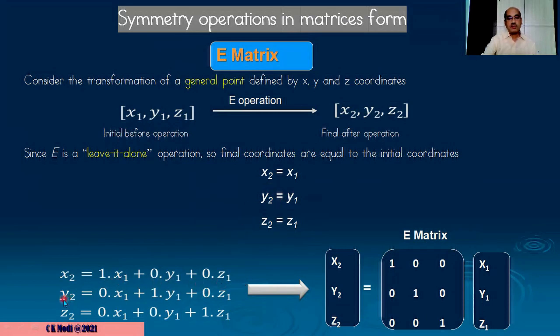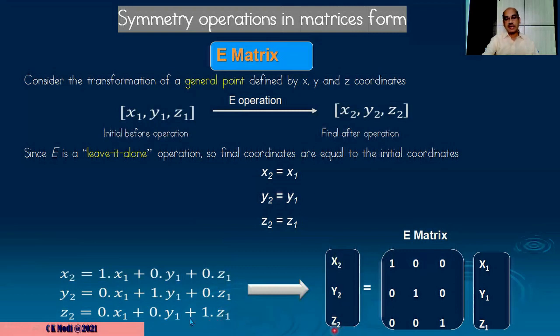In the same way for y2, on the x-axis it becomes 0. So y2 = 0 x1 + 1 y1 + 0 z1, since on the y-axis the value is 1 and on the z-axis it is 0. And z2 = 0 x1 + 0 y1, but on the z-axis it becomes 1, so + 1 z1.